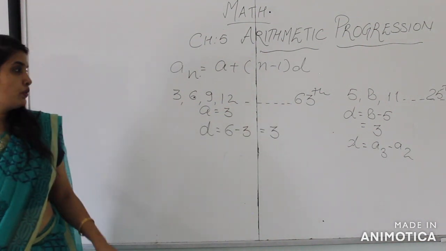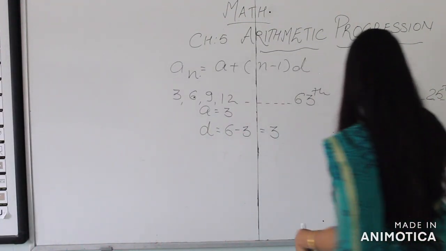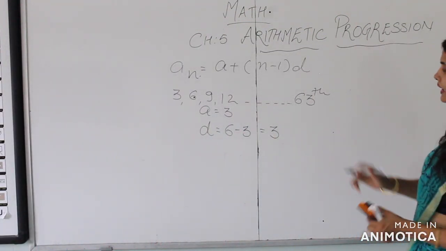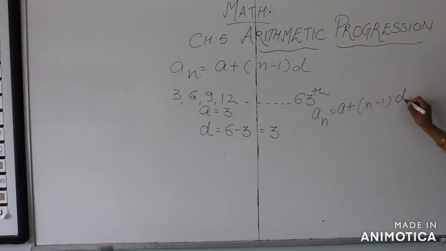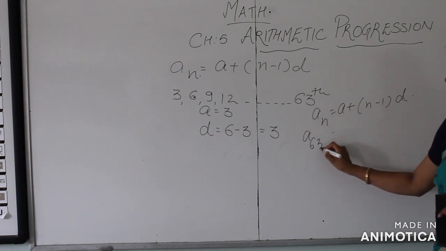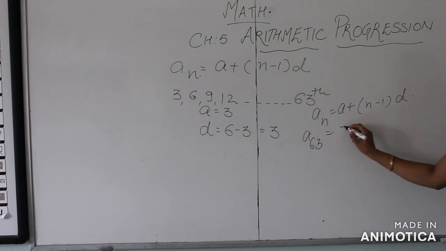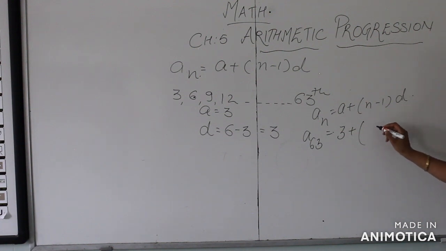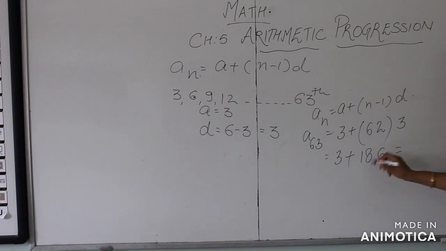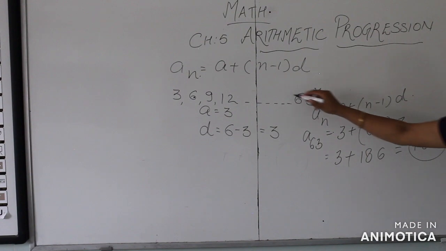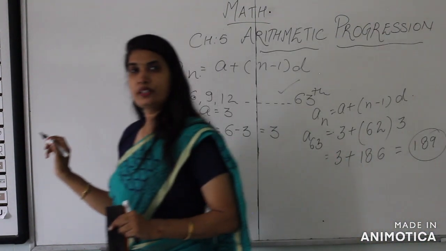63. Clear? So simply we have to put all the values in the formula, that is an equal to a plus (n minus 1)d. So a63 is what? a is 3. 3 plus 63 minus 1 is 62 multiplied by 3. Okay? So 3 plus, 6 3s are 18, 186 plus 3, 189 will be my 63rd term of the series. I hope it's clear, everyone.